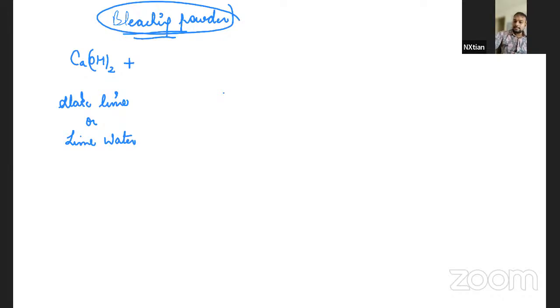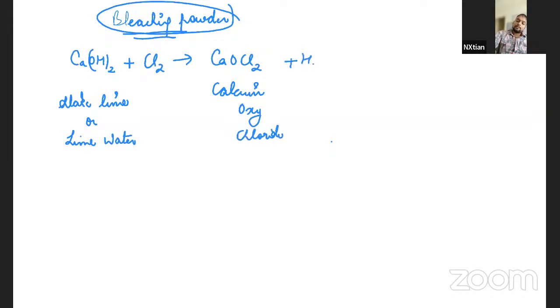So when we take slake lime and react it with this chlorine gas, then we will get calcium oxychloride and water. So calcium oxychloride is basically called bleaching powder. So anybody knows what is bleaching powder?